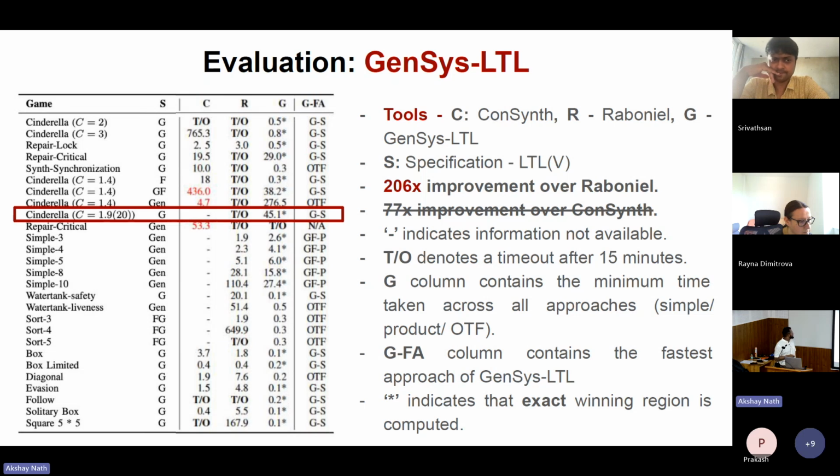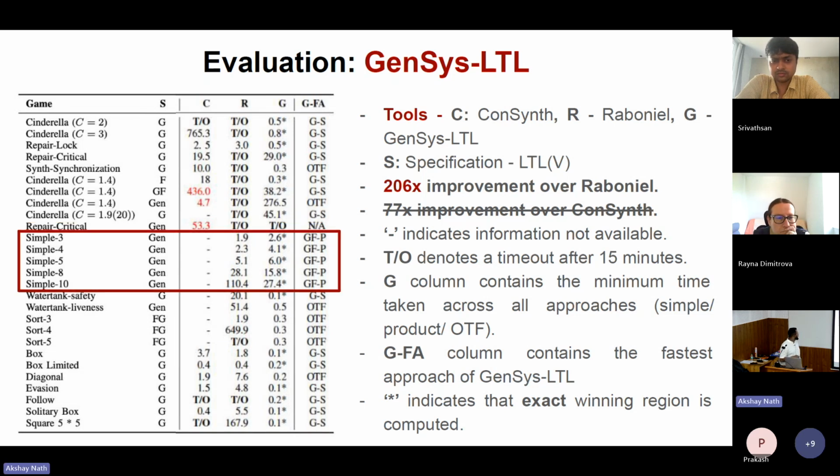This was a benchmark which we used to validate our approach, the first scalability result based on our approach, and we saw this in 45 seconds, whereas Rabinizer times out and Consynth does not have information for that.